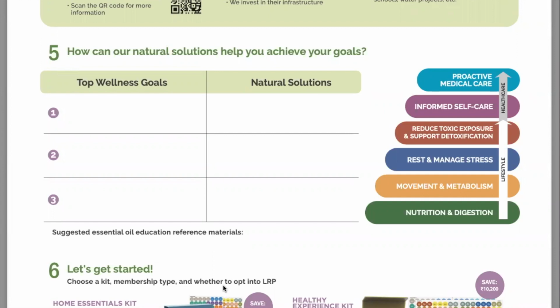So essential oils may be a part of it. However, when we look at our nutrition and lifestyle, digestion, these are all a big part of that overall lifestyle, movement and being able to live a holistic lifestyle. So we have nutrition and digestion, movement and metabolism, rest and managing stress, reducing toxic exposure and supporting detoxification. And those are all lifestyle aspects. Then you have the healthcare, where you want to be proactive medical care and informed self-care. So this is where essential oils can play a part in each of those areas.